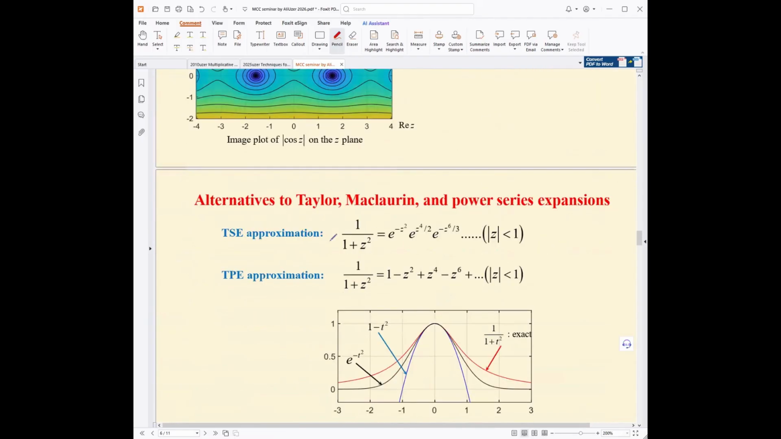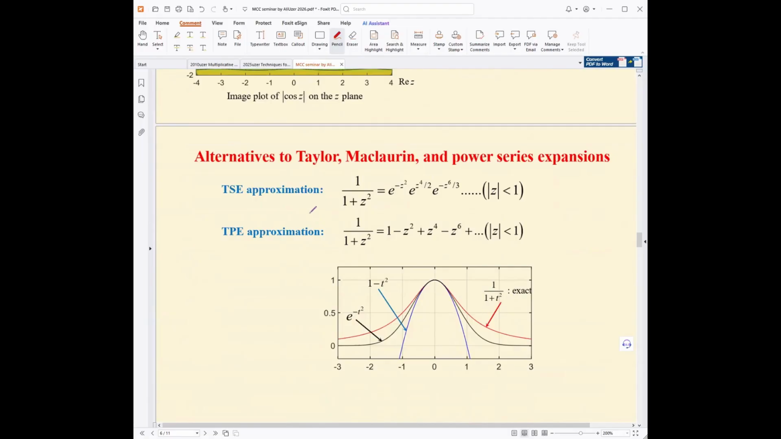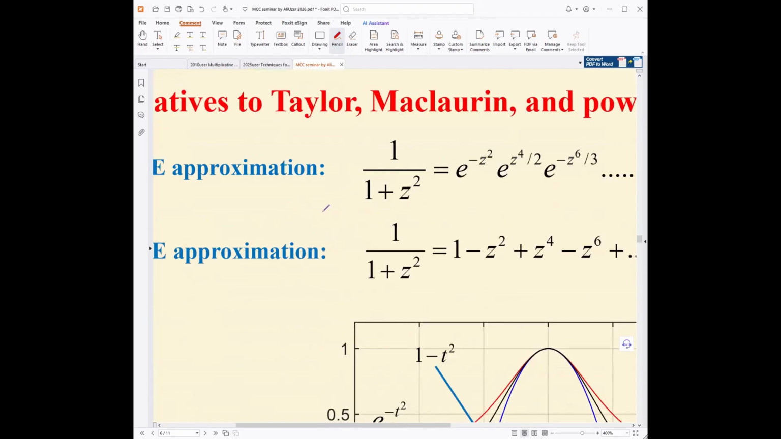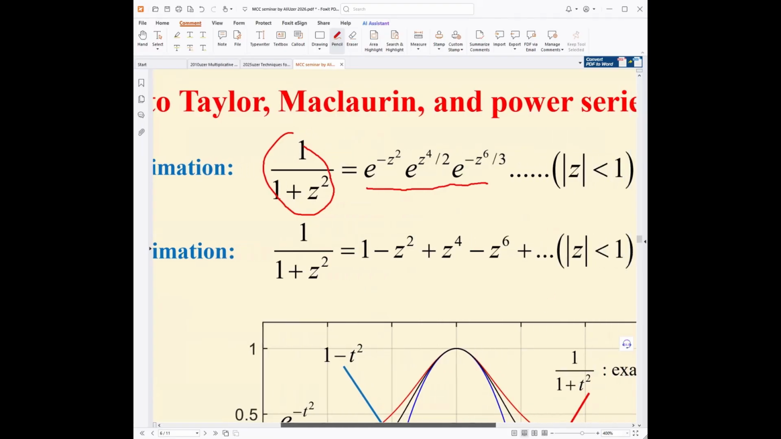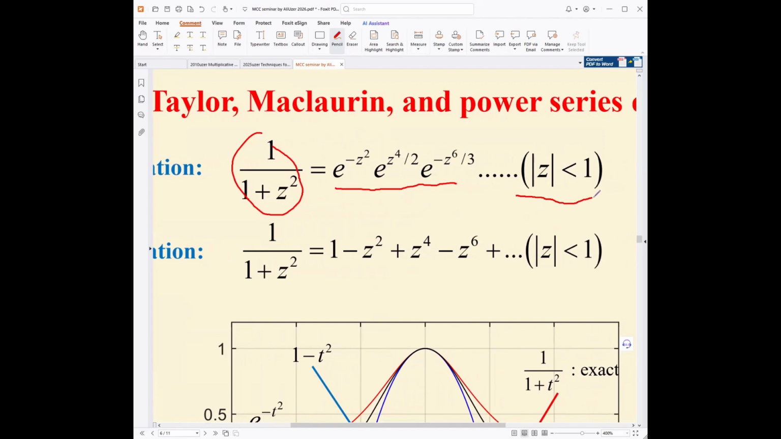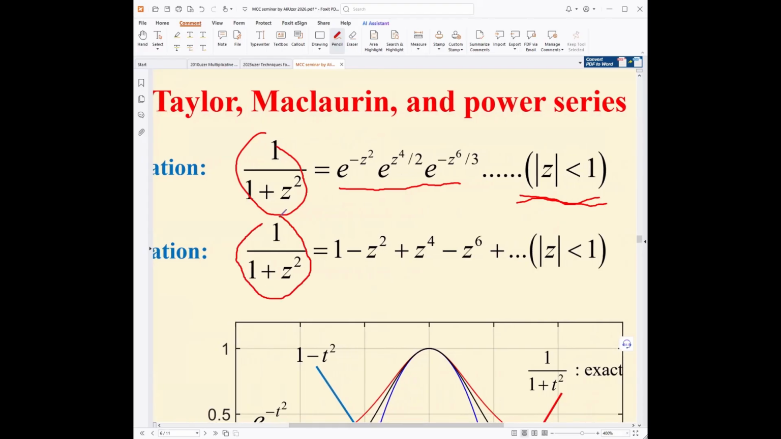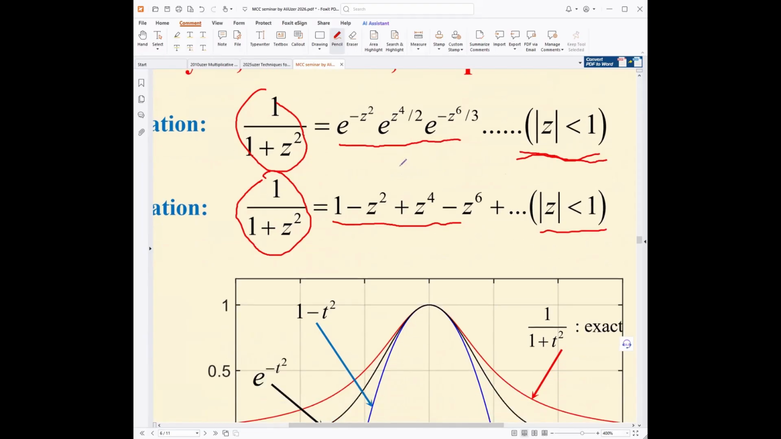Another application of the calculus may be Taylor series expansion. For example, for the Taylor series expansion of 1 over 1 plus z squared, its Taylor product expansion may be written in this form, right? It will be valid under the condition that the absolute value of z is less than 1. According to the classical calculus, this 1 over 1 plus z squared may be expressed in this form. The same condition applies. So what will be the accuracies?